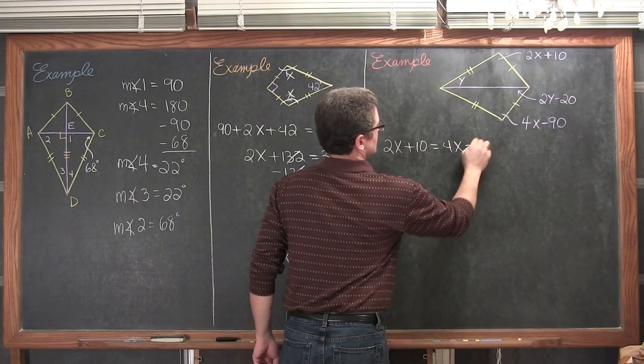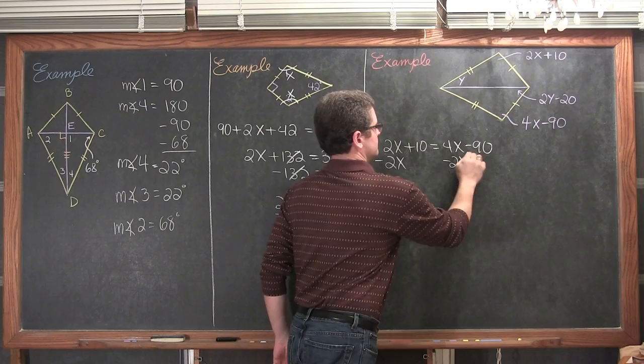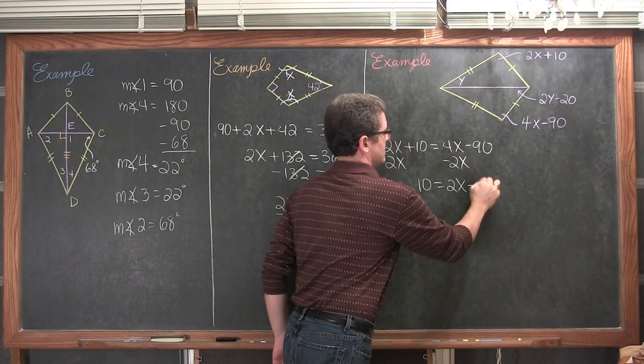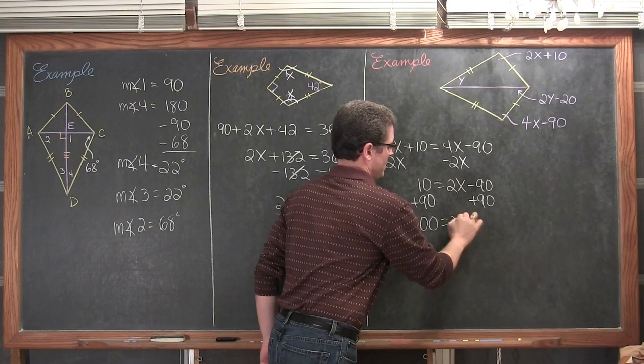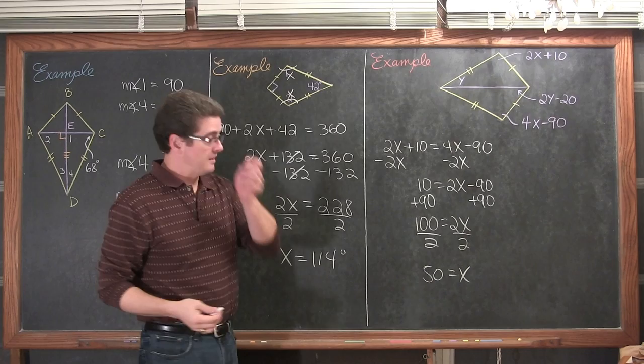We're going to bring this 2x over. I like to avoid the negatives, so I don't mind if my x is on the right-hand side. We have 10 is equal to 2x minus 90. Add 90 to both sides. We get 100 equals 2x. Divide by 2, and x is equal to 50.